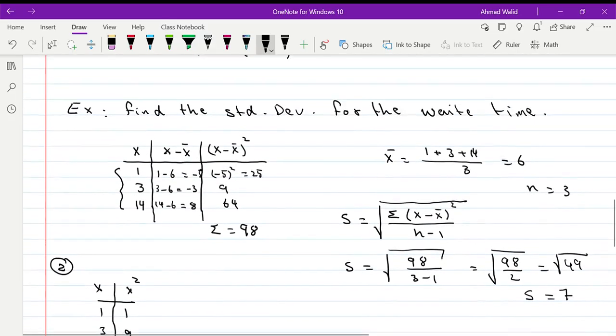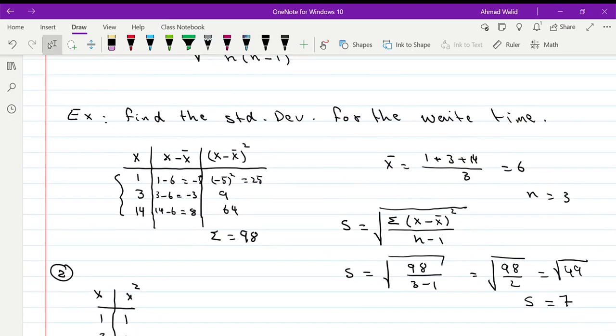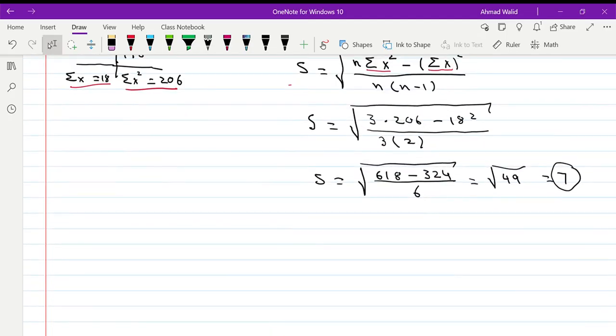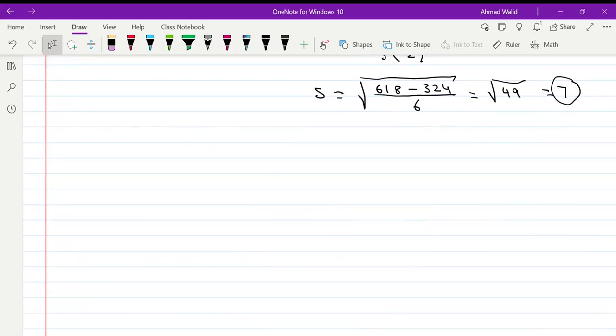And in method 1, I needed x bar. That's why I calculated x bar, the mean of the data set. In formula 2, I don't need the mean. Correct? Let's go to bank 2, right? Example number 2.